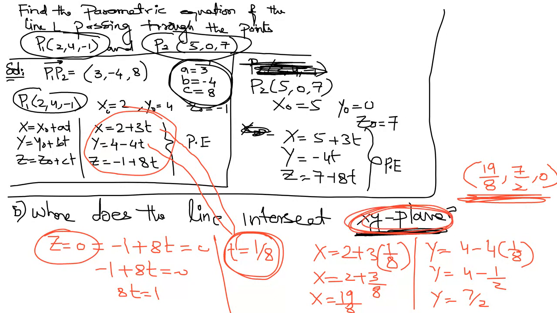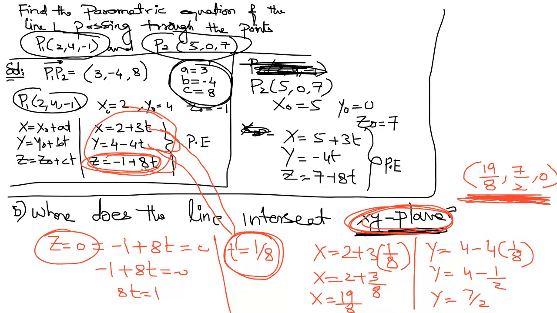Okay, so how can you find the intersection with a plane? For the xy plane, it means z is equal to 0. Put z is equal to 0, find the value of t, put the value of t in y, put the value of t in x. Okay, so you will get the point.